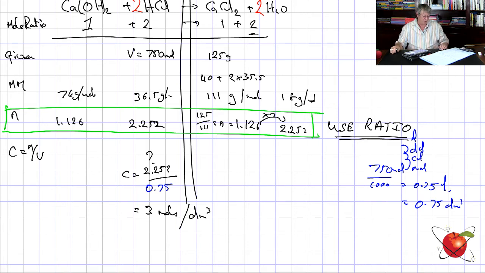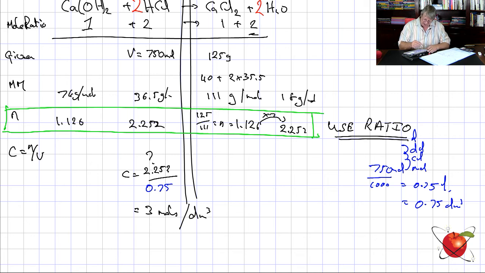Okay, 3 moles per cubic decimeter is the value there, right? Then they say to calculate the masses of all reactants and products and show the law of conservation of mass. Basically, what do they want us to do? They want us to calculate the mass of all products. So let's go for it. Let's do the mass of all products in red, shall we?